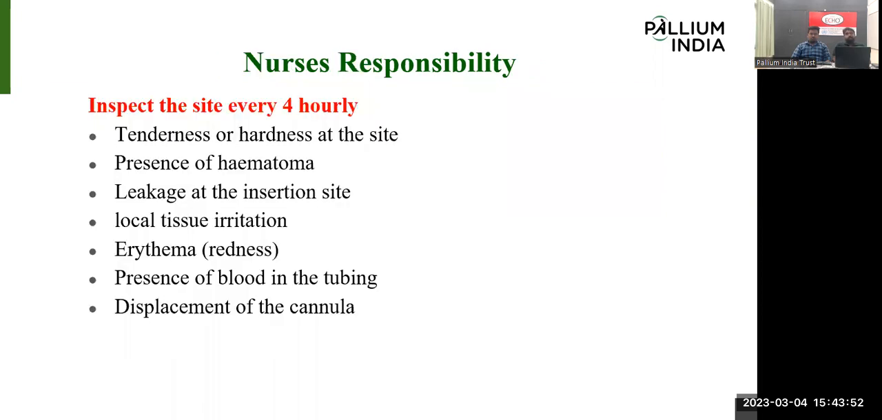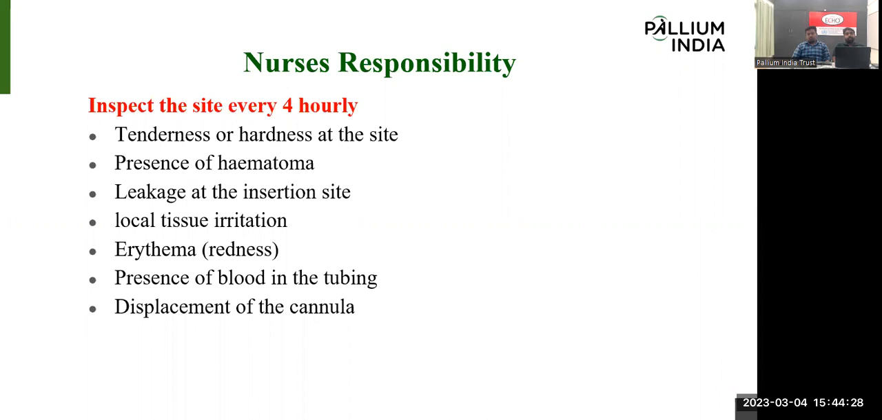Then as a nurse, after explaining the procedure, we did the procedure. After the procedure, we know what things we need to assess. Everything we know. Then as a nurse, what are our responsibilities? First of all, after starting the subcutaneous infusion, after completion of the first hour, we need to check the area. Then we need to inspect the subcutaneous site every 4 hours.